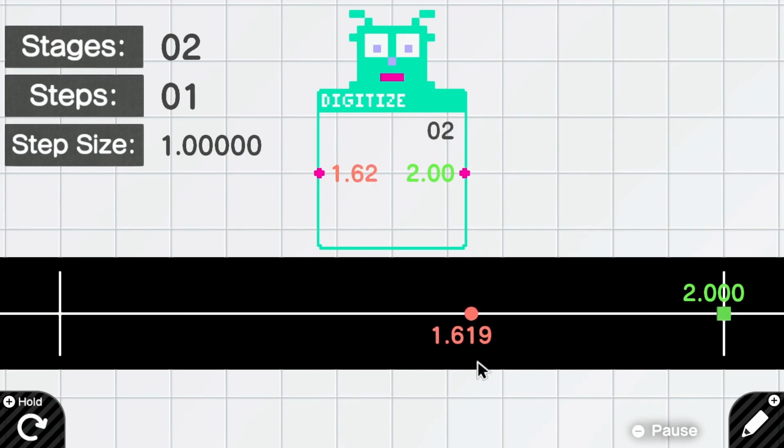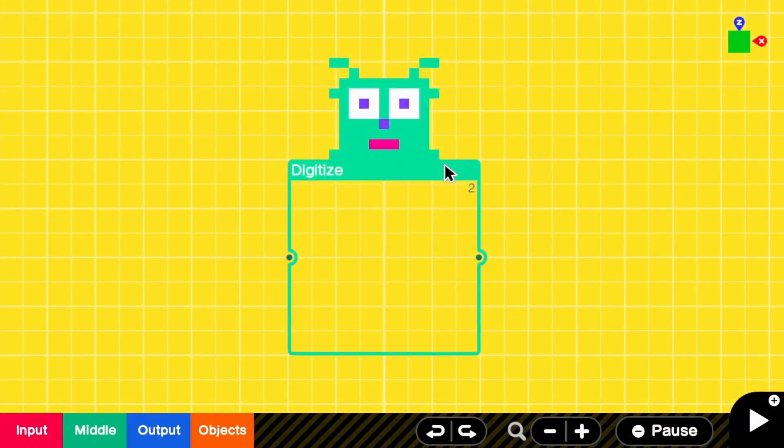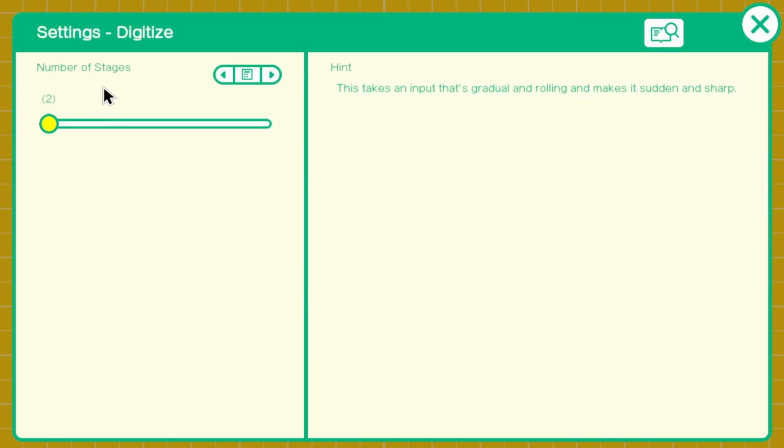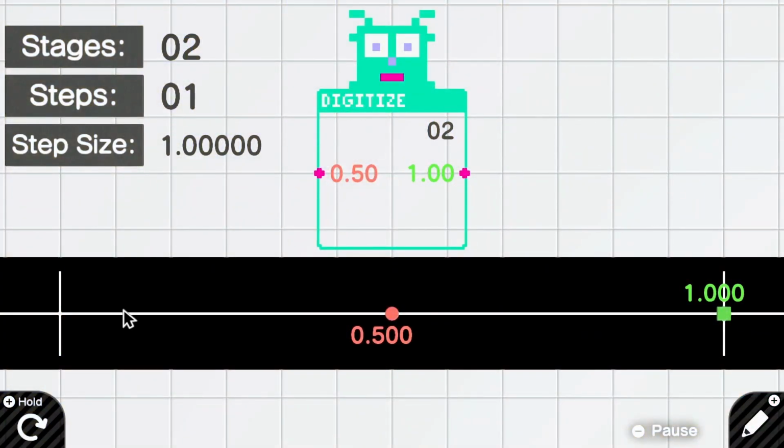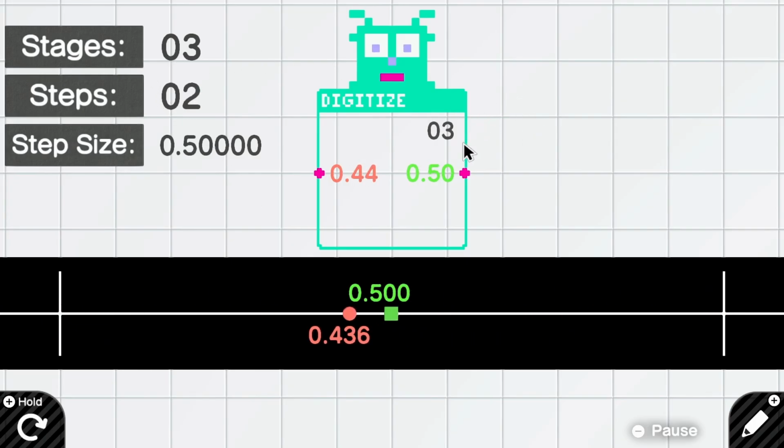Now let's tackle what the setting of the Digitize Nodon actually means. When we look into the setting, it says that it's the number of stages. So what exactly does that mean? Well, the number of stages is basically the number of values that the number can round to between 0 and 1. In the most basic example with 2 stages, our 2 stages are 0 and 1. But if we increase the stages to 3, now we're going to have this third stage right there in the middle. So instead of just 0 and 1, it goes from 0 to 0.5 and to 1.